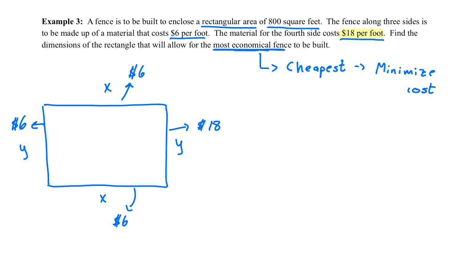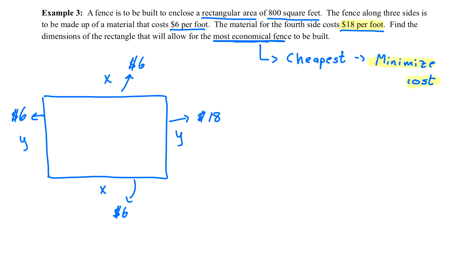So I've hopefully set this up. I want to think ahead next to what our objective function is. What is it that we're trying to optimize here? We said earlier we want to minimize cost. We want the most economical fence, the cheapest fence, which means we want to minimize cost. So let's start thinking about what that cost function would look like. We want to minimize our cost function. Let's call that C.